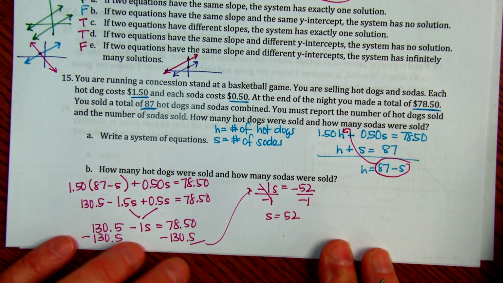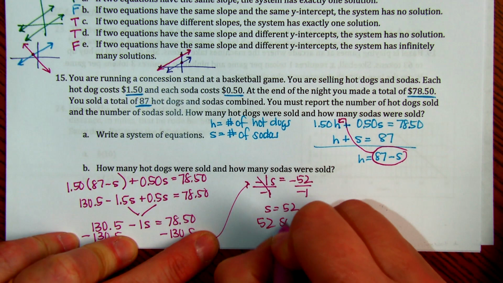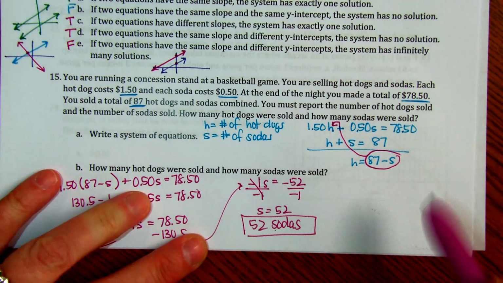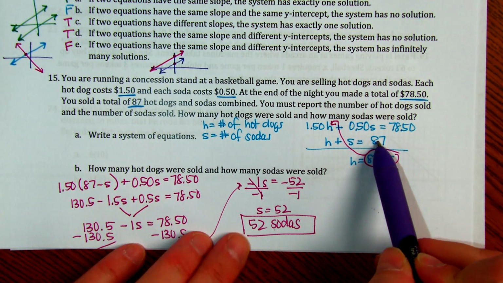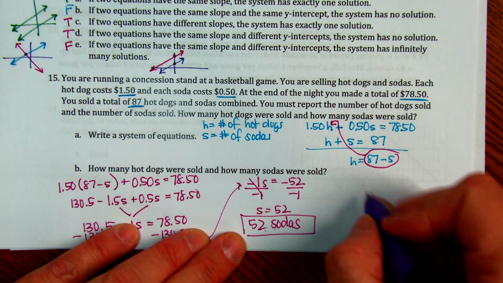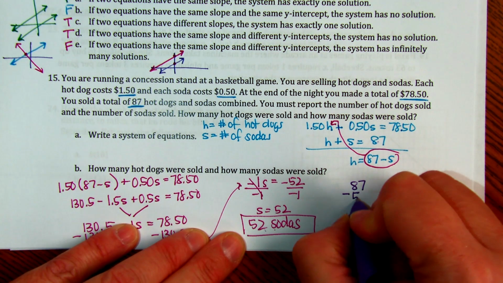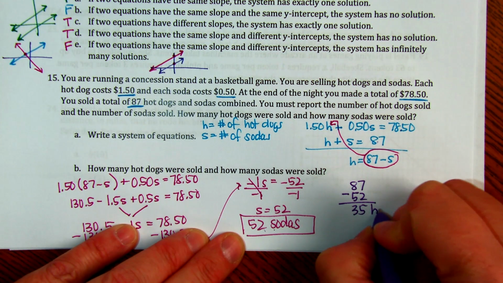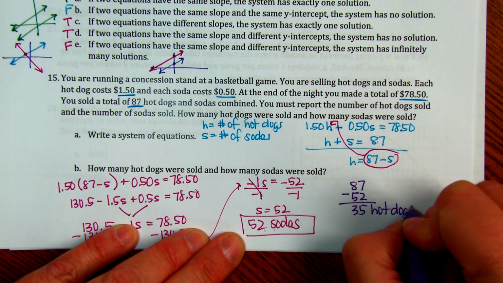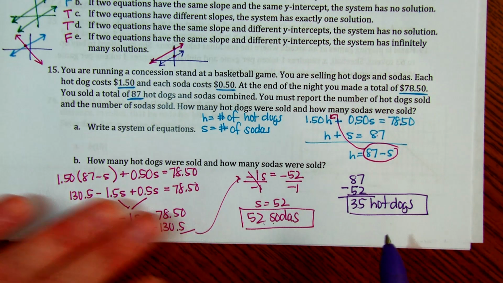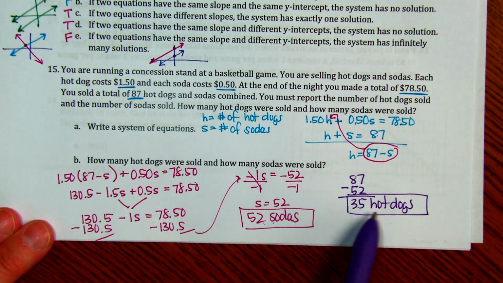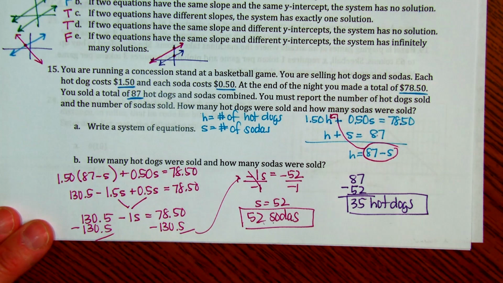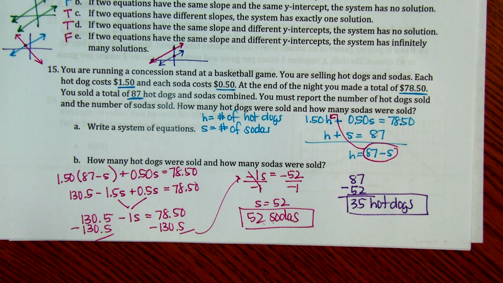So that means that there are 52 sodas. If I go back to my system, I know that there was a total of 87 items. Well, there are 52 sodas, so I'm going to do 87 minus 52 and get 35. So that means there are 35 hot dogs. And if I check it, plugging in the 35 for the hot dogs and 52 for the sodas, that total should end up being $78.50. So that concludes that page.